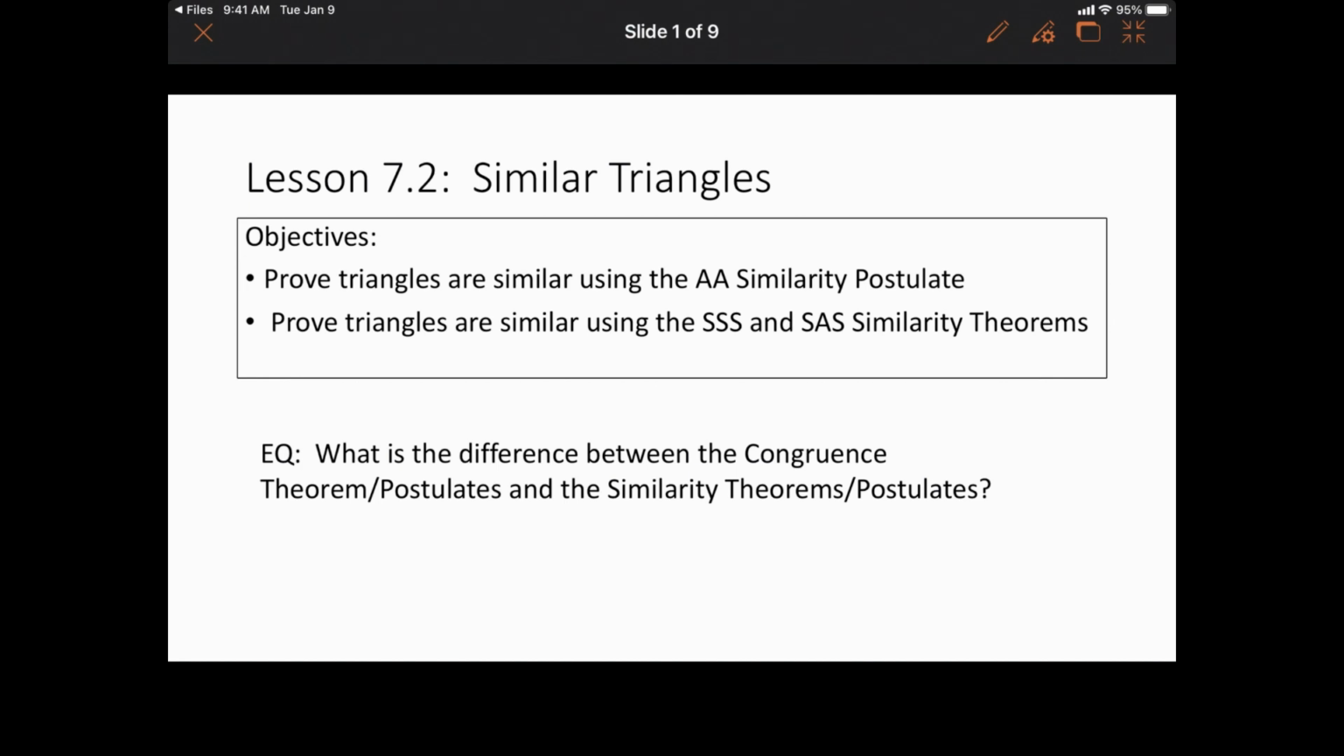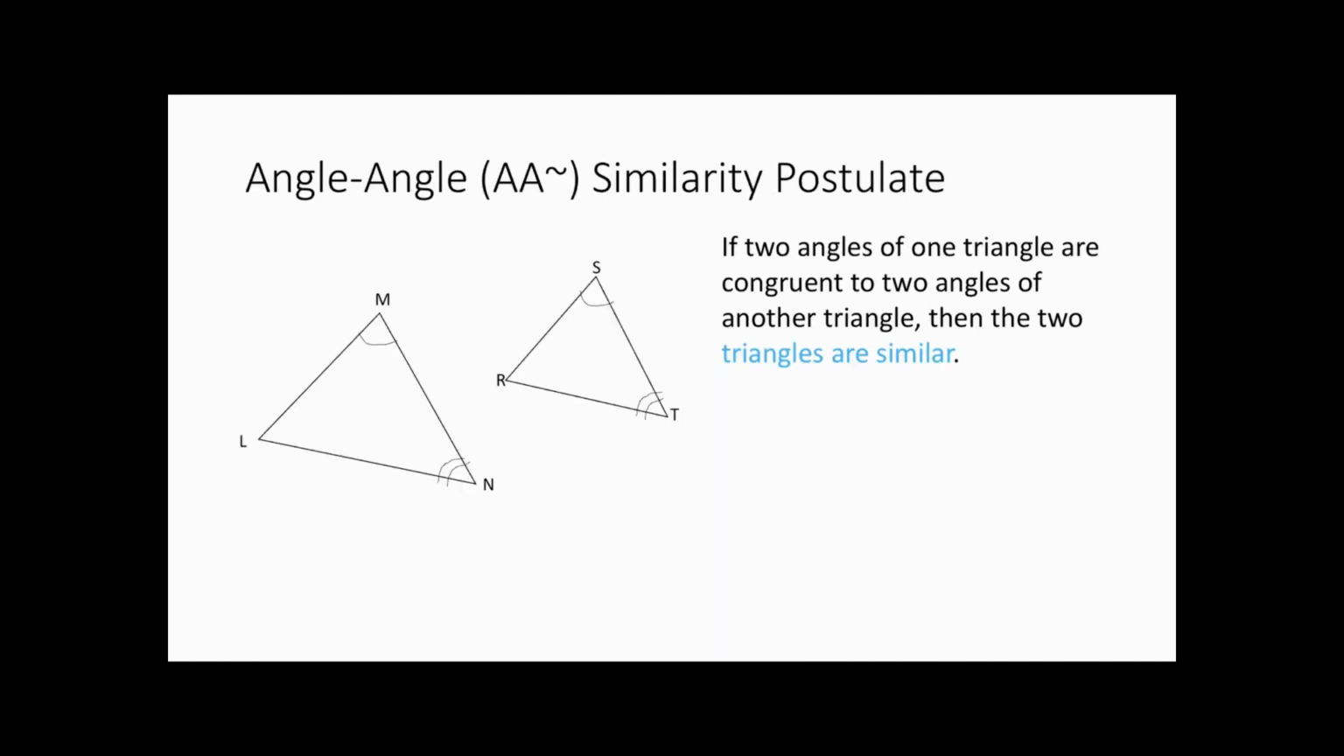Hello, this is lesson 7.2, and we're going to talk about similar triangles, proving two triangles similar. So our first similarity statement is a postulate. It is the angle similarity postulate. It says if two angles of one triangle are congruent to two angles of another triangle, then the two triangles are similar, right? Not congruent, don't confuse the two, they are similar.